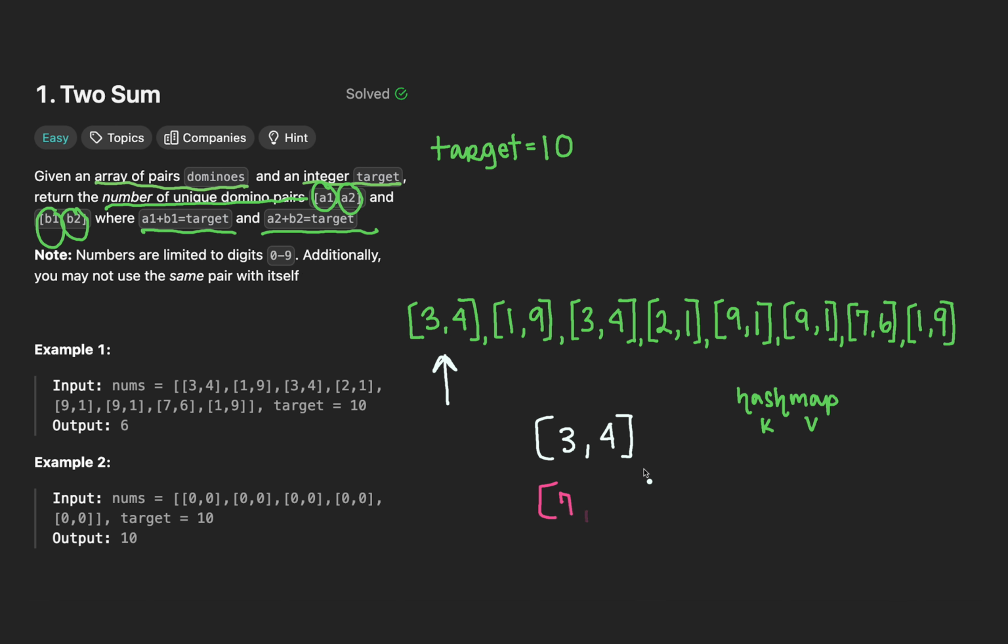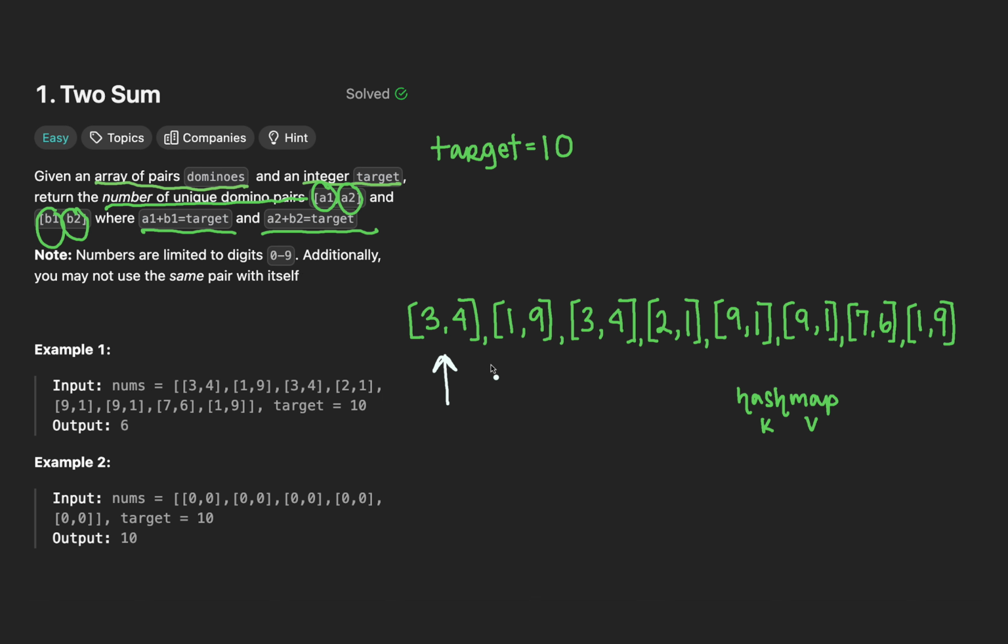Well, no, we haven't. This is literally the first domino that we've encountered. There's no valid pair yet, and we can tell because our map has literally nothing in it. On that note, we need to start populating it with the dominoes that we have seen so far. We'll end this iteration by doing one last thing and adding this current domino into our hash map. But how do we do that?